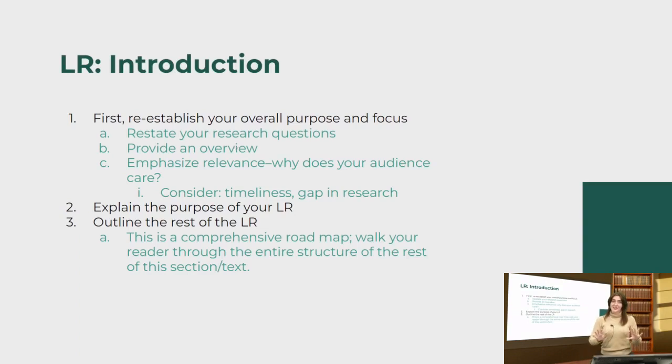if it's a longer paper and this is a section, re-establish your overall purpose and focus. So this is where you restate your research questions, this is where you provide an overview of what you're looking into, and this is where you emphasize relevance. Meaning, why do your readers, why does your audience care? You might consider things like timeliness, or maybe the gap that exists in your research that you want to highlight. Next, you want to explain the purpose of your literature review, and then you want to outline the rest of the literature review. This is a comprehensive roadmap.